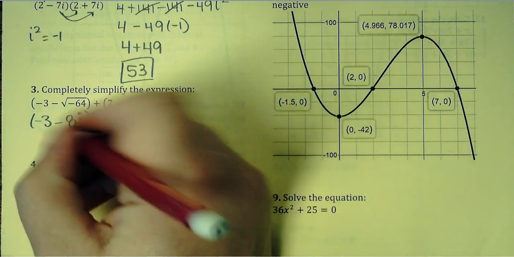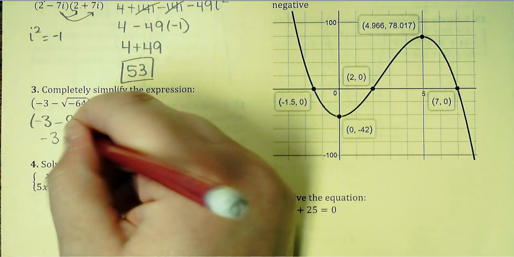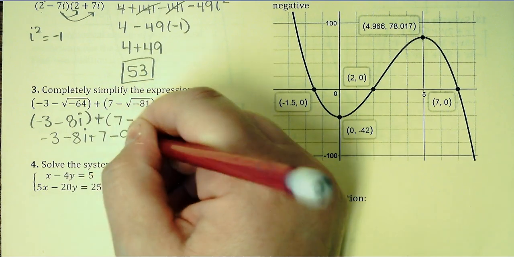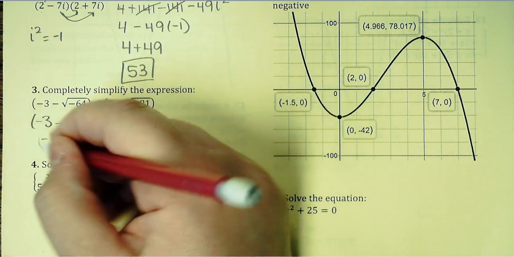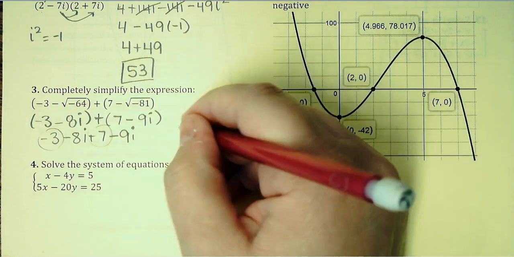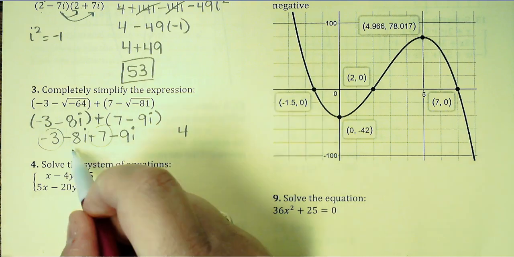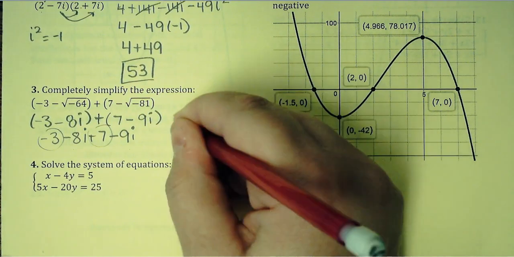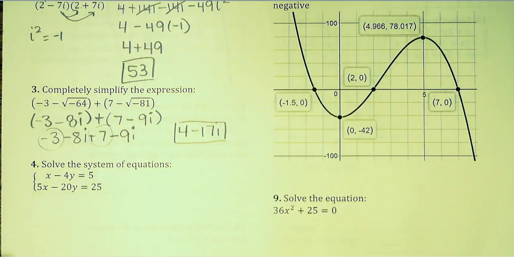Okay, we're just going to combine like terms here. So 3 minus 8i plus 7 minus 9i. Put your real numbers together, so I've got a 3 and a 7. So that's going to give me 10. Negative 8i, negative 9i together, negative 17i, and it can't get any more simplified than that.